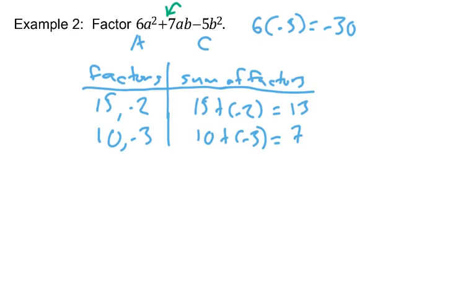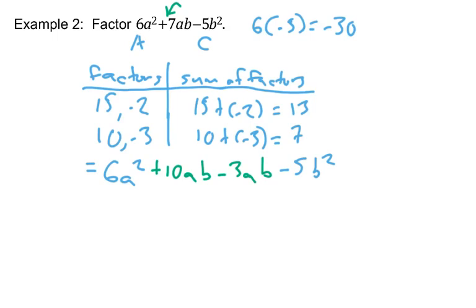So that would look like this. You would have the 6a squared, no change there, but instead of the 7ab, split that into 10ab minus 3ab, and then leave the last term as it is: 6a squared plus 10ab minus 3ab minus 5b squared. Now, because it has 4 terms, we remember that 4-term polynomials are factored by grouping, and you do that.